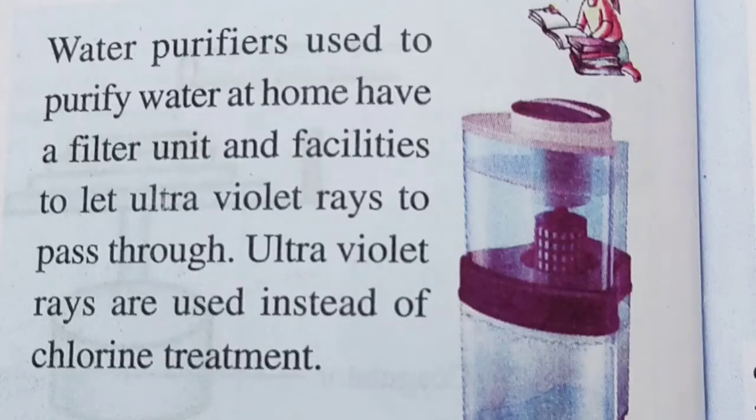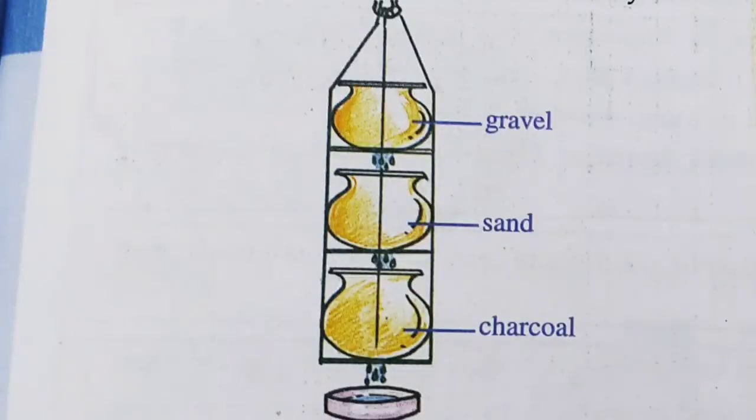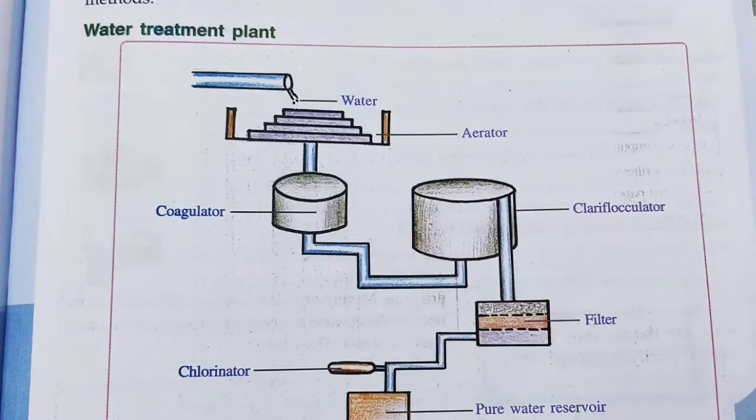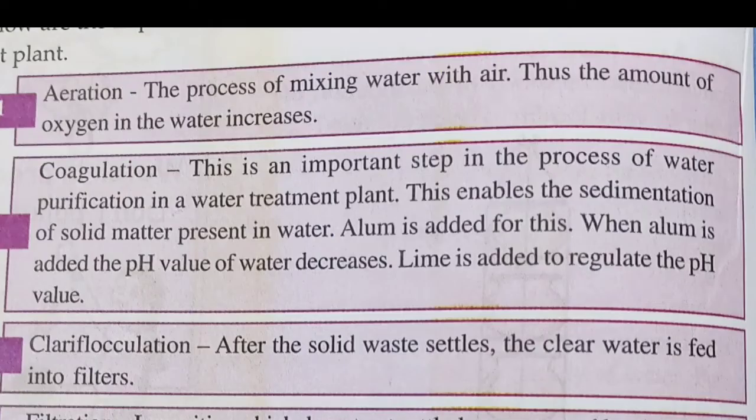Ultraviolet rays are used instead of chlorine treatment. As our conventional method, we use gravel, sand, and charcoal for water purification. But when water is used in large quantities, we must use a few modern methods, that is, a water treatment plant. Aeration is the process of mixing water with air, thus the amount of oxygen in the water increases.